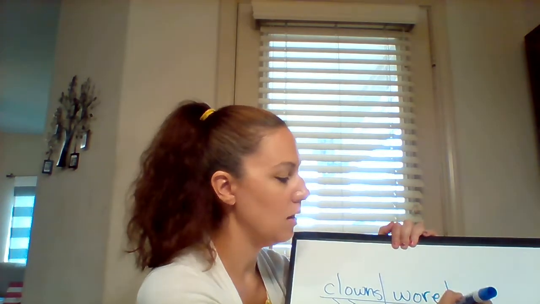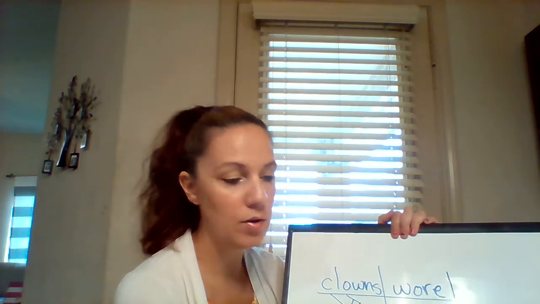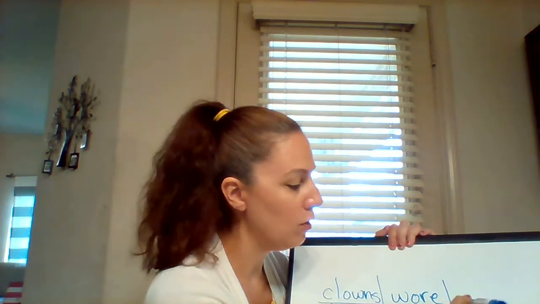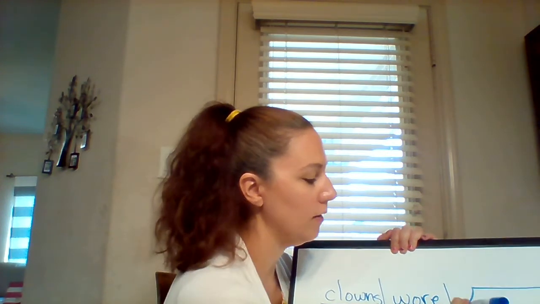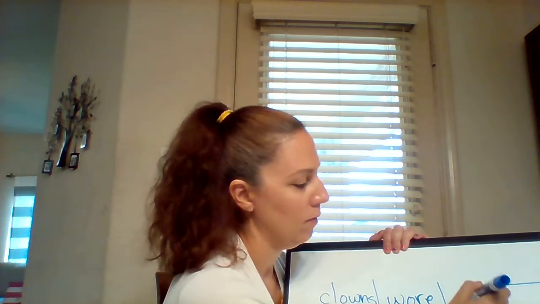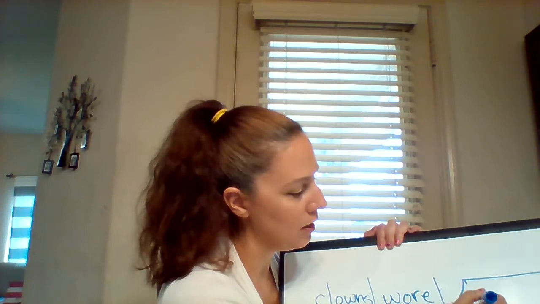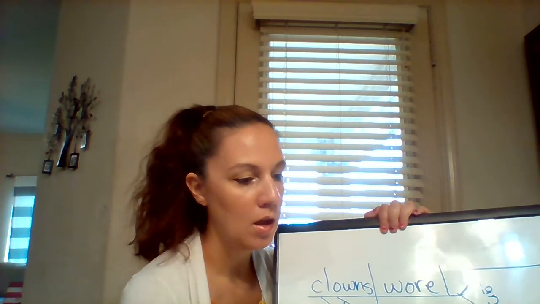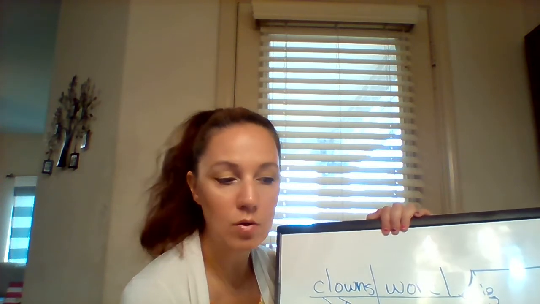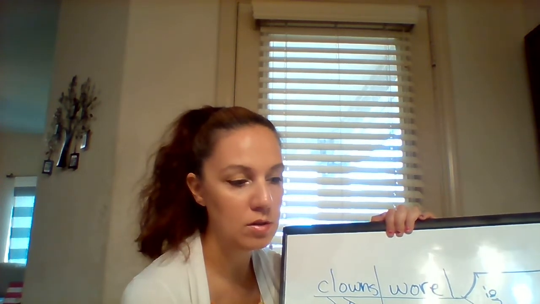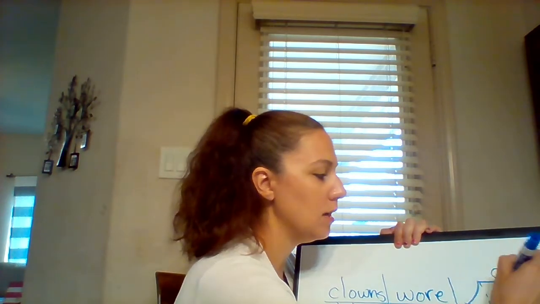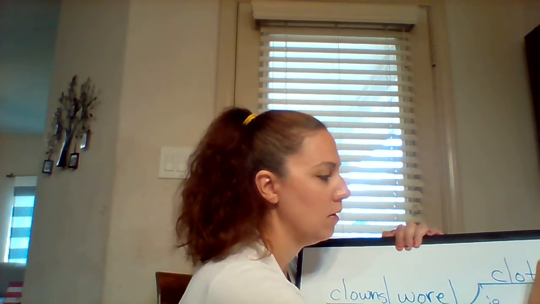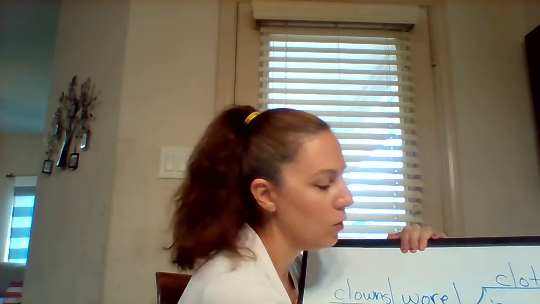So I have to put a line up here to separate my direct object. And there's 2 of them. There's 2 things they wore, so I have to split it. And is my conjunction. Putting that between them. So they wore baggy clothes and shiny shoes. So they wore clothes, that's one object, and they wore shoes.